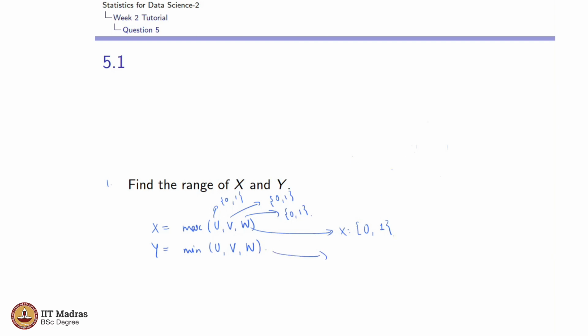Similarly in the case of Y, each of U, V and W takes the value 0 or 1. If each of them is taking the value 0, then the minimum is 0 of course. In every case except when all of U, V and W take the value 1, the minimum is going to be 0; only in that case is the minimum 1. So again the range is 0, 1. So Tx equals Ty equals 0, 1. This is your answer.